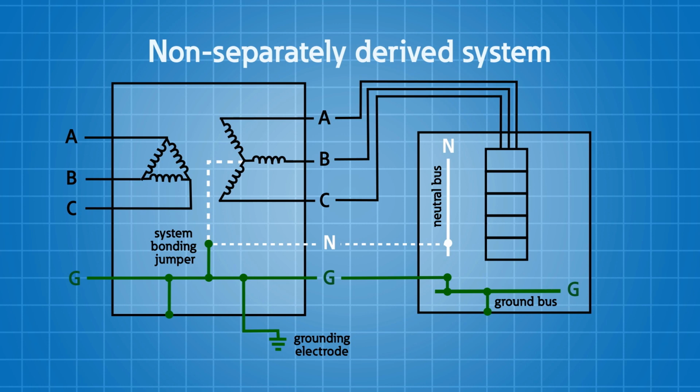A non-separately derived system, good examples of those are your downstream panel boards or that generator that doesn't have an established neutral-ground bond in there, where you're using the 3-wire or a 3-pole transfer switch. Those are your non-separately derived systems. You're keeping things separate. You're keeping your grounded conductor separate from your equipment grounding conductors in all of those locations.